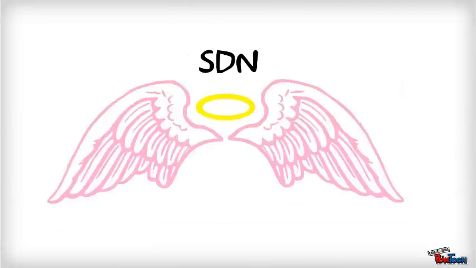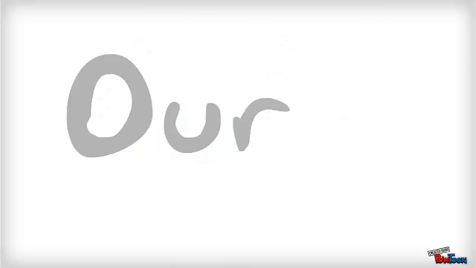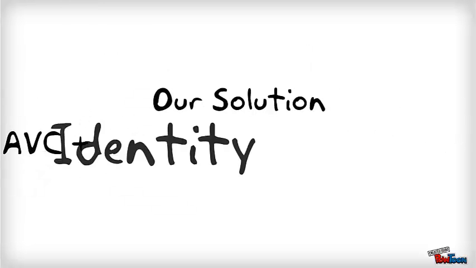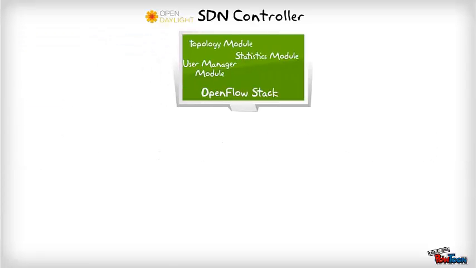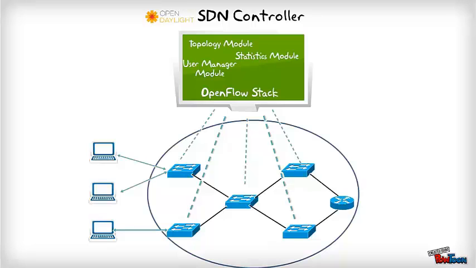And so, the network gods open their gates, and send forth SDN. Our solution is to combine AVC with identity services, and deploy it on an SDN controller. With the SDN controller, we can manage the topology, users, statistics and other elements of the network from a centralized controller.